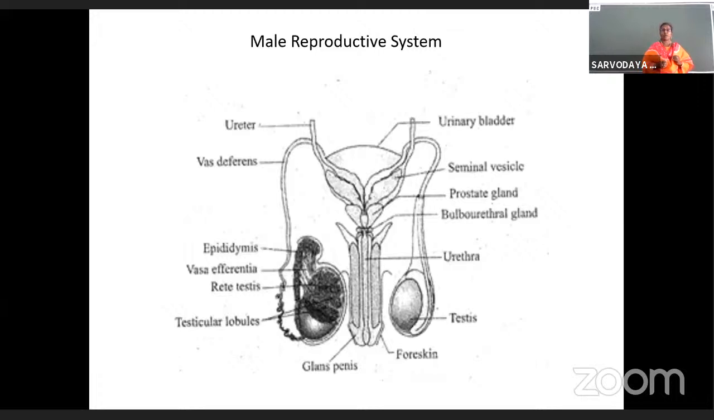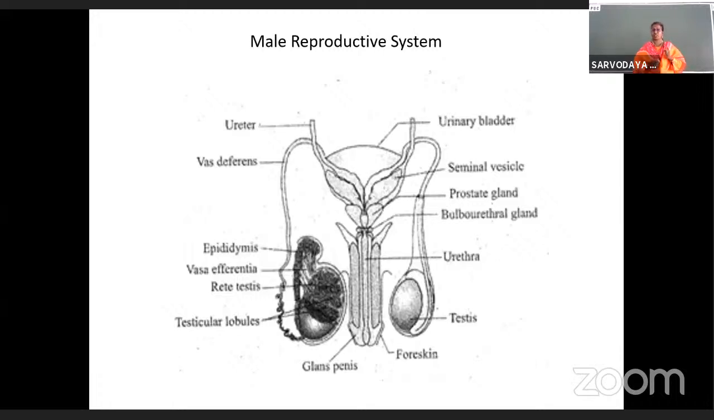So whenever we talk about reproduction in humans, the following events: gametogenesis, followed by insemination, fertilization, implantation, gestation, and parturition will complete. Now, before going into all this detail, first we have to study the anatomical parts of the reproductive system and their functions.